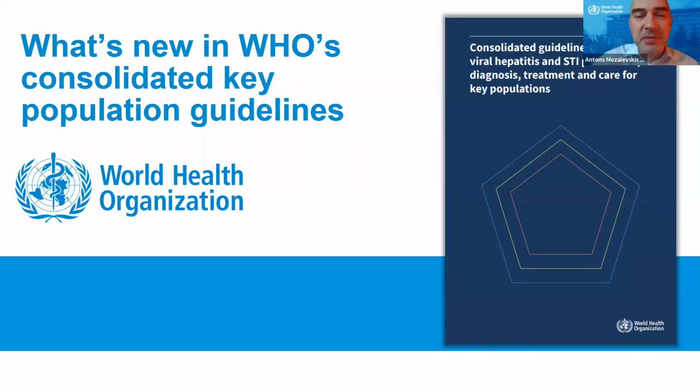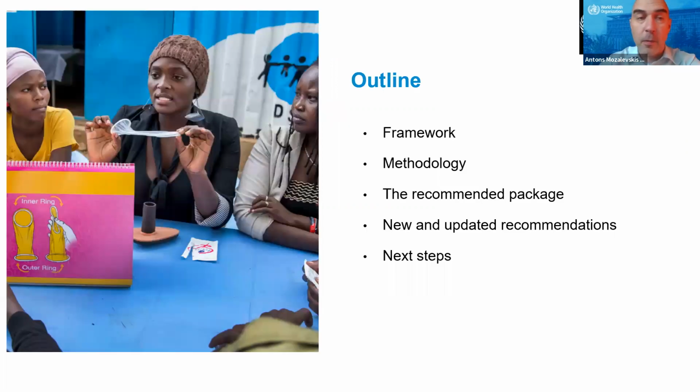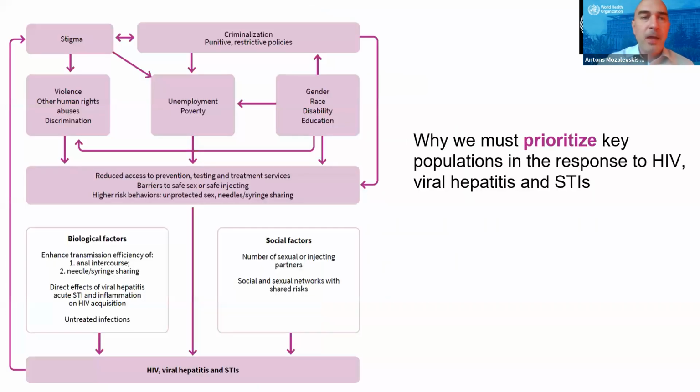So in this brief presentation, I will shortly explain what is new in our WHO consolidated guidelines for key populations. They were just launched in July during the AIDS 2022 conference, published online, and we are currently translating them to several other languages. In this presentation, I will explain the framework, say a few words about the methodology, how we updated our guidelines, explain what is the recommended package, what are the new and updated recommendations and good policy statements and good practice statements, and also what are the next steps. So next slide, please.